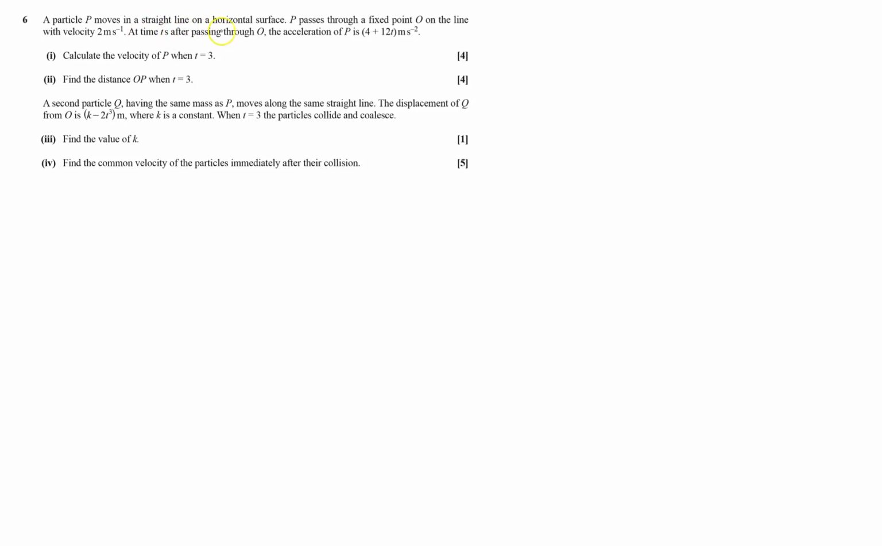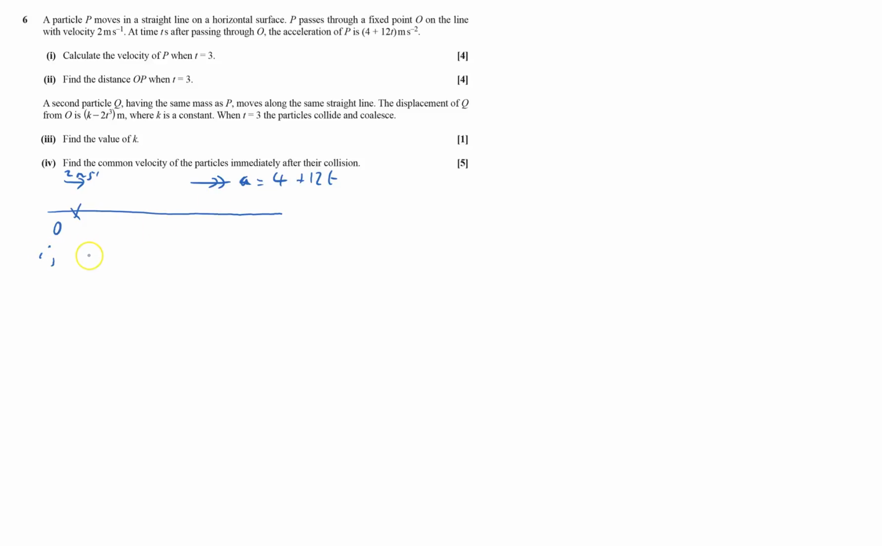So particle P moves in a straight line on a horizontal surface, passes through a fixed point O with velocity 2, so it's going 2 meters per second there. And we've got acceleration equals 4 plus 12t. So this is going to be general motion in a straight line. Calculate the velocity of P when t equals 3.